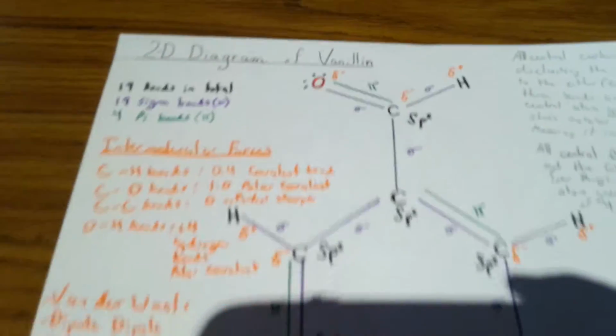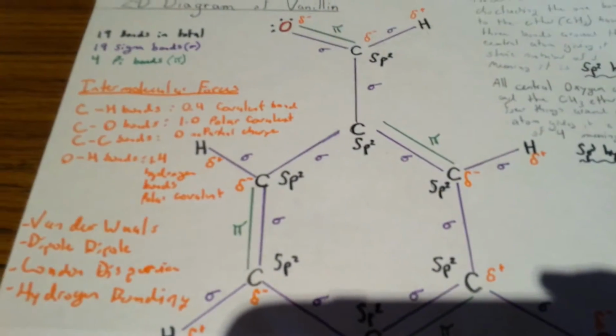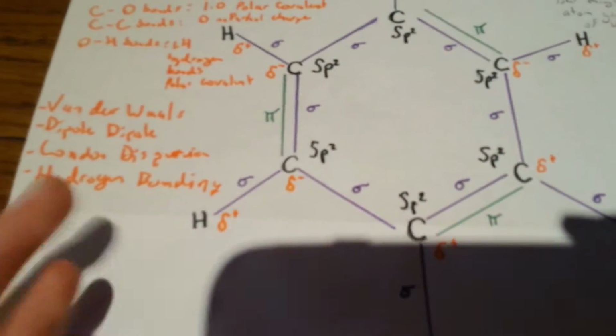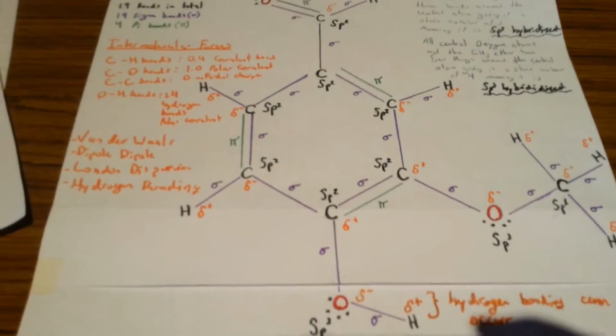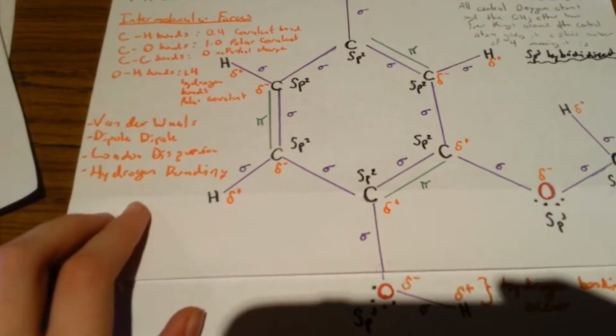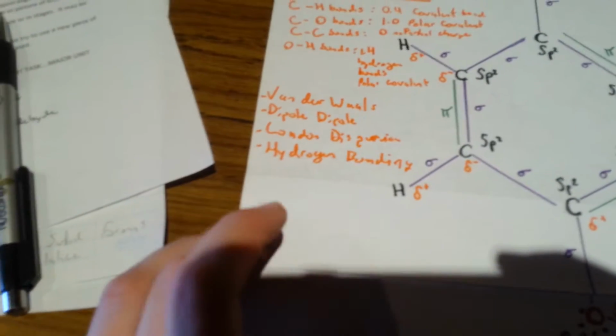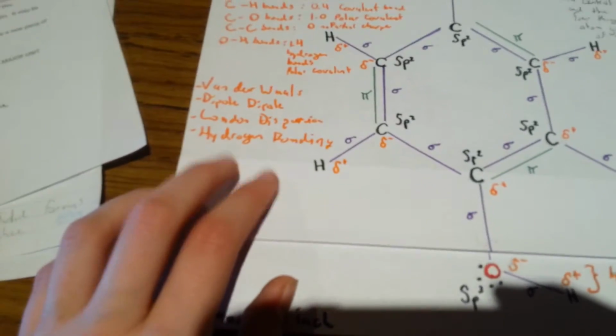polar covalent bond. All of the CC bonds have absolutely no partial charge because they're the same, so there's no differential electronegativities. So this molecule as a whole can have all 4 forces: van der Waals, dipole-dipole, London dispersion forces, and hydrogen bonding.